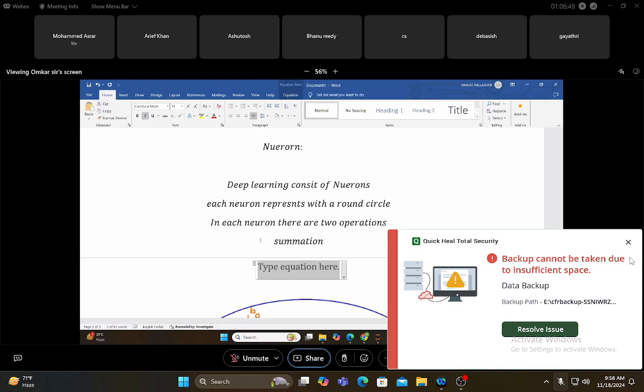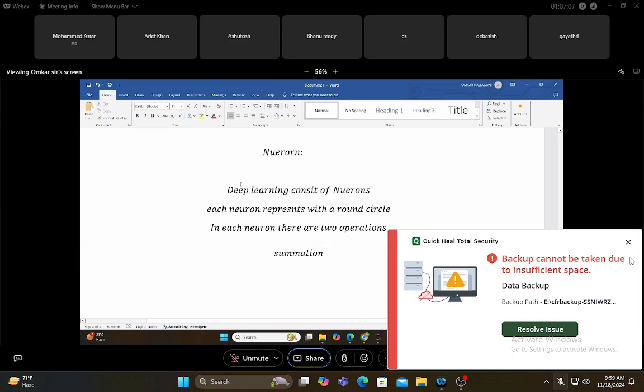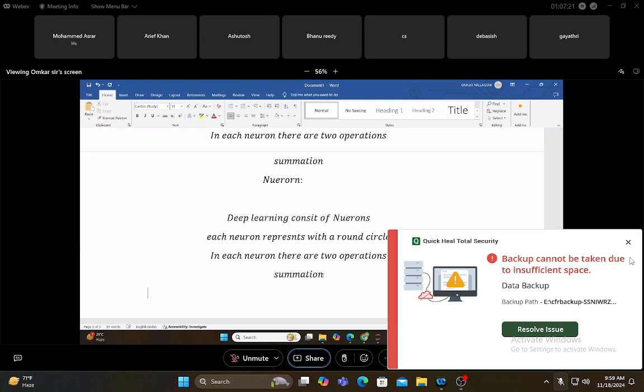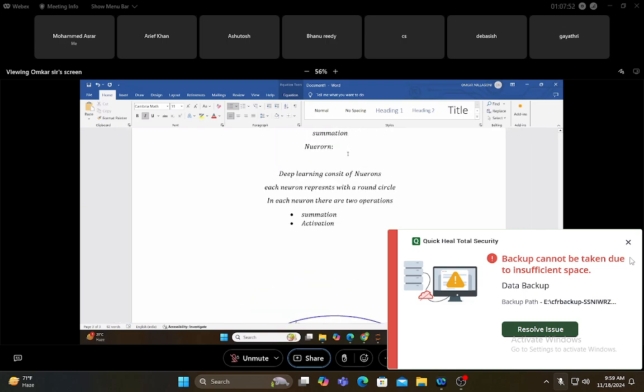Another one is activation. Summation and activation. So if anyone asks in an interview what is happening in one neuron, you need to say: summation and activation. First we'll learn to draw the network, and then we'll learn what activation is and how it is happening. Everything we will learn. Summation and activation.